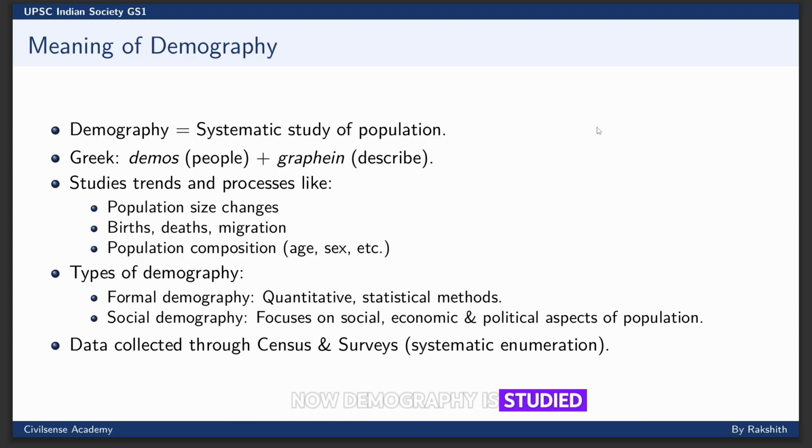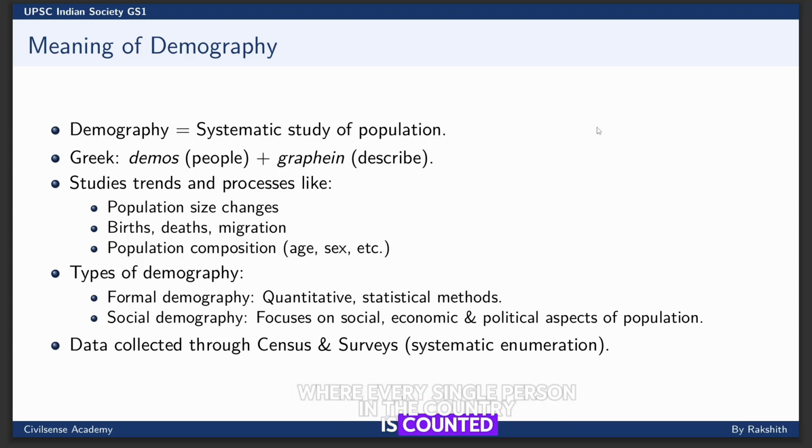Now demography is studied in two ways. First is formal demography, which deals with numbers, statistics, graphs and calculations. And second is social demography, which asks deeper questions such as how education, economy, culture, gender and class influence population trends. So, where does all this information come from? From one of the most powerful tools of the modern state, that is the census, where every single person in the country is counted.